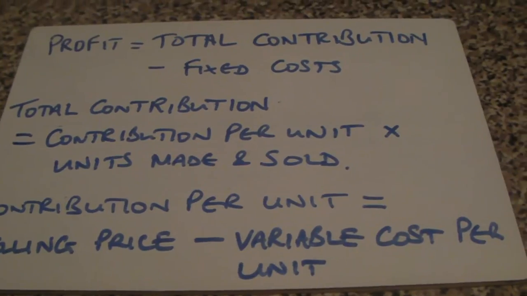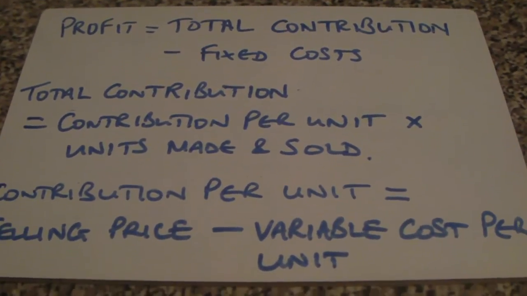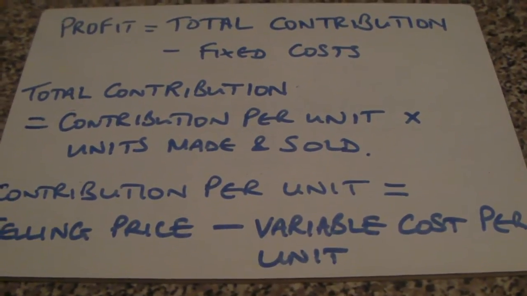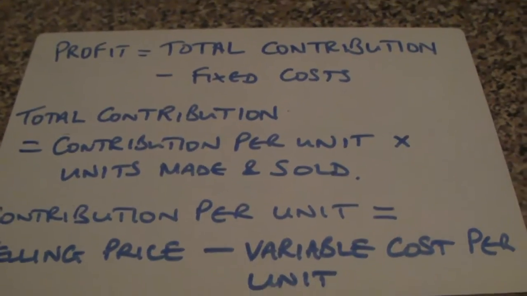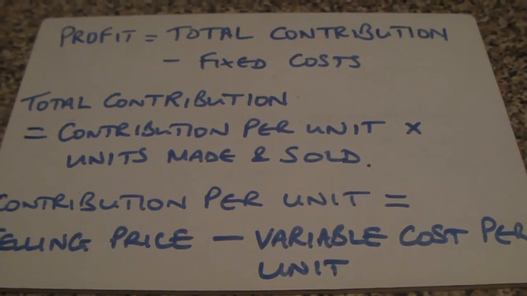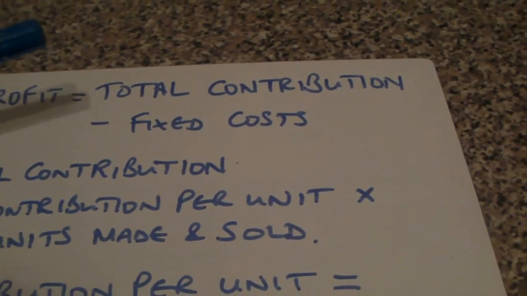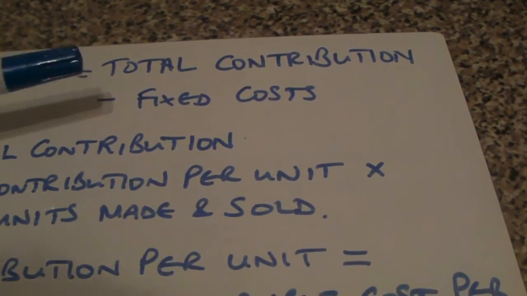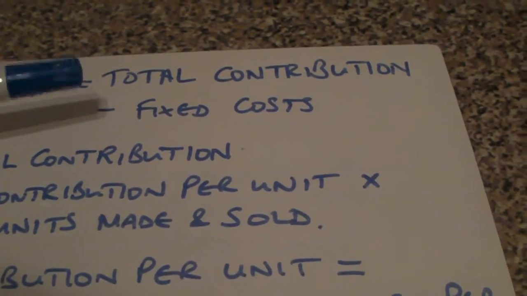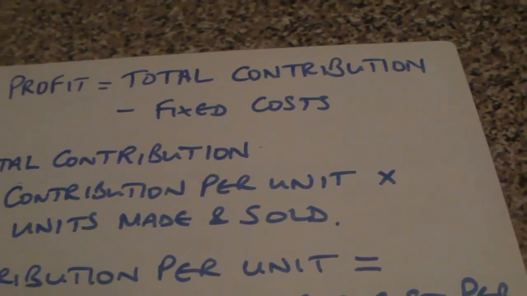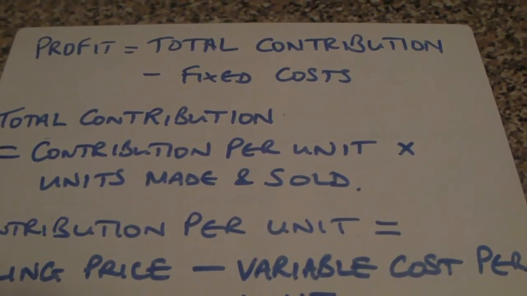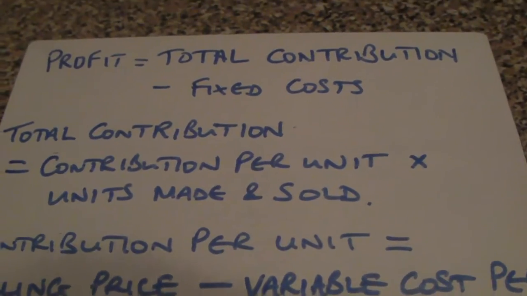Now remember, that has two jobs. The first job is to go towards paying off the fixed costs, and as soon as it's done that, it starts contributing towards profit. And so that's why, if we can work out our total contribution and take away our fixed costs, any additional contribution left must therefore be our profit. Let's show you that with an example.